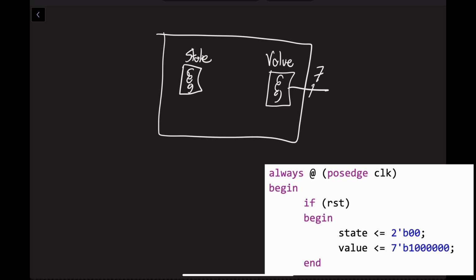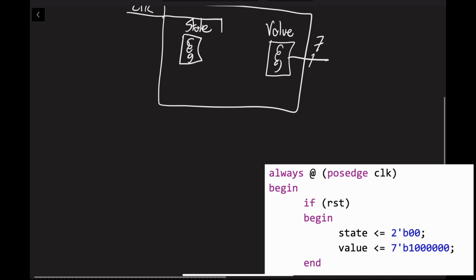So always at a positive edge of the clock. So this thing is positive edge triggered from the clock. We've got to do something. So if reset, it looks like, so I'm going to draw over here. So we have a reset condition. So this is our initialization, or if reset. What we need to do is state needs to be set to 0, 0. Value needs to be set to a specific thing.